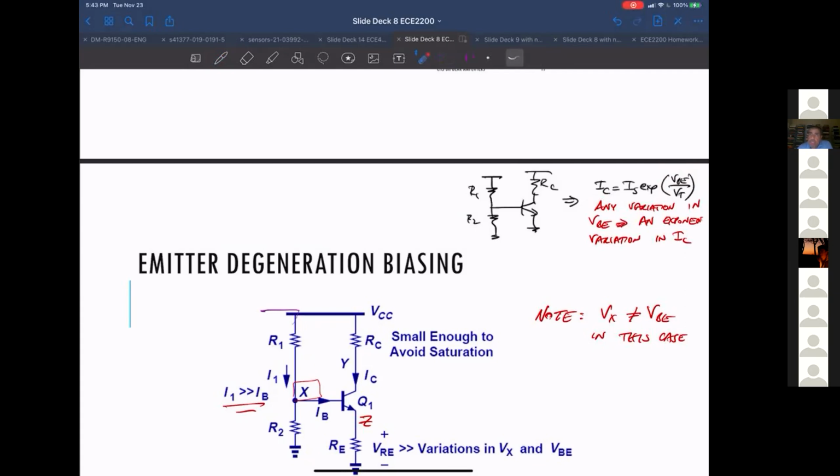By the same token, if you had 20, 30, 40 millivolts of change on VBE, which could be very easy to get, you'd have huge variations in I sub C, which isn't good because I sub C changes your gain directly. It changes gain significantly, because GM is I sub C over VT, and gain is G sub M R sub C. So we get huge variations in this case because we have this exponential dependency.